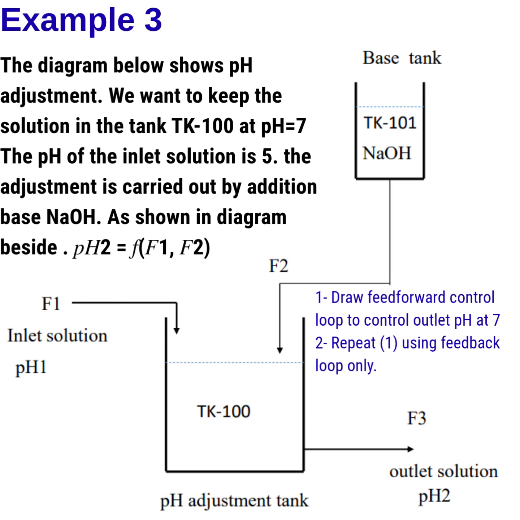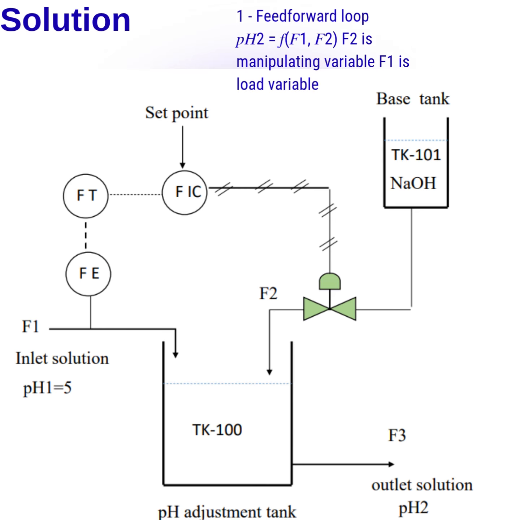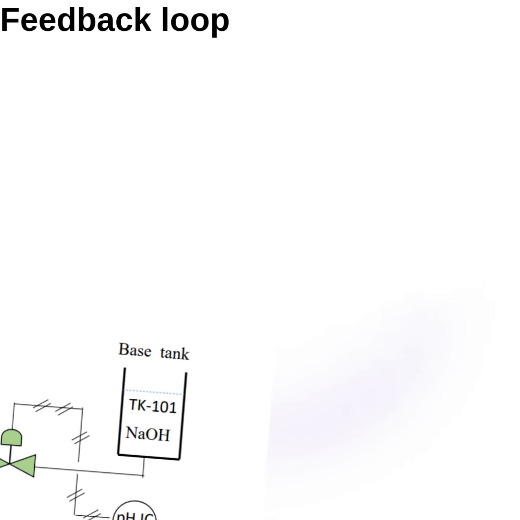Example 3. The diagram below shows pH adjustment. We want to keep the solution in the tank at pH = 7. The pH of the inlet solution is 5. The adjustment is carried out by adding base NaOH. As shown in the diagram beside, pH2 = f(F, F1, F2). Solution. Feedback loop.